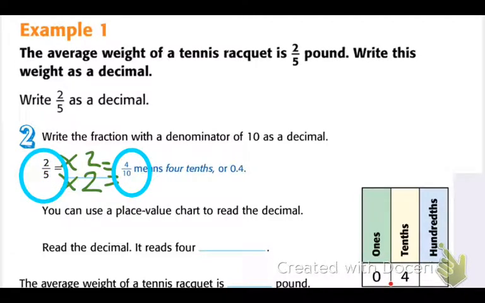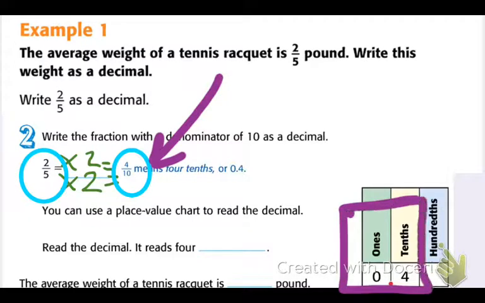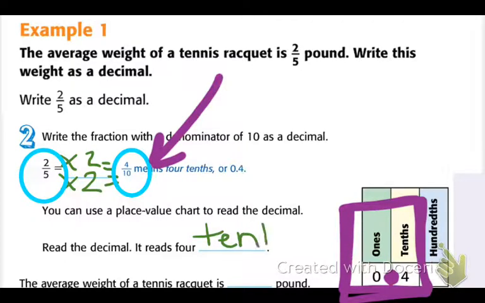Why did I change it? Why did I do step 1? Well, I'm looking for that denominator to be 10, 100, or 1,000. Now that I know it's 4 tenths, I can go ahead and put the 4 in the tenths place. So it is read as 4 tenths. Don't forget that THS. The average weight of a tennis racket is 4 tenths of a pound. It's reasonable because the 4 is in the tenths place, just like the fraction is 4 out of 10.